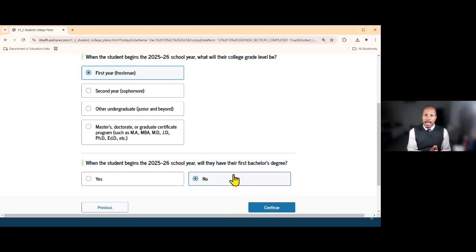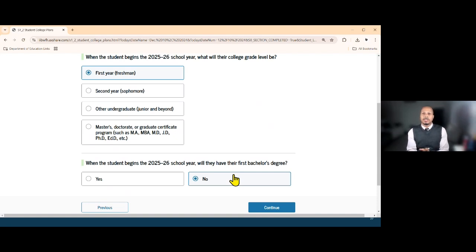The second question is asking, is this student pursuing their first bachelor degree in the 25-26 FAFSA year? And that begins on July 1st of 2025, and it sunsets on June 30th of 2026. Now, during that year, will they have their first bachelor degree? And in this case, you say no, because the student is a first-year freshman.